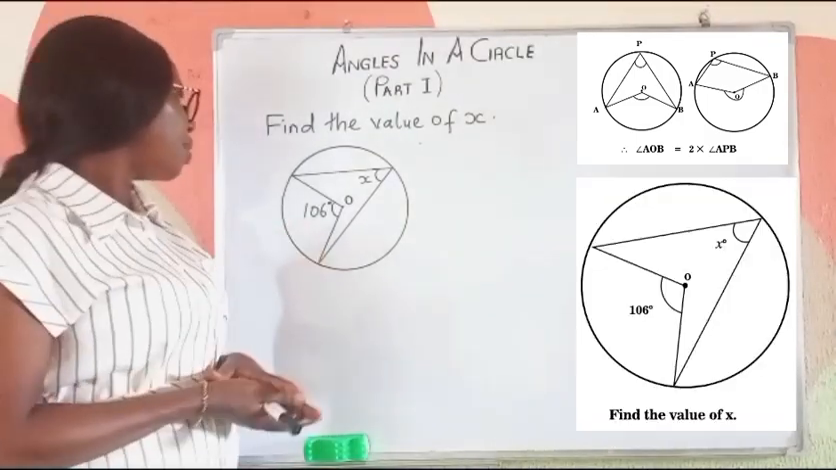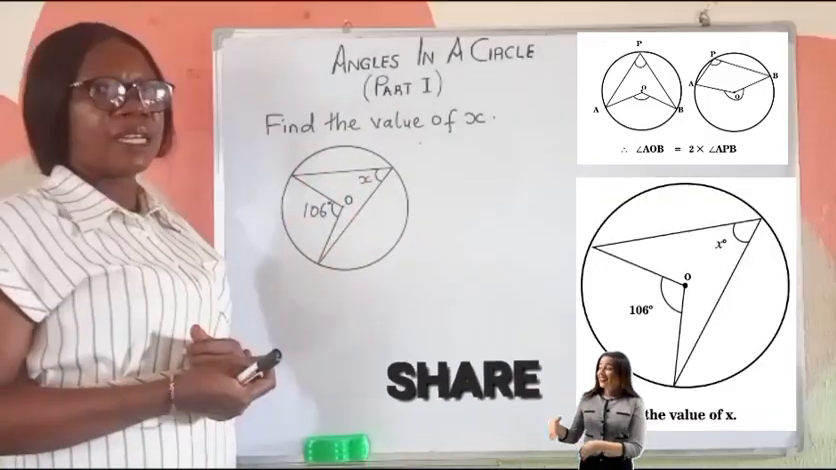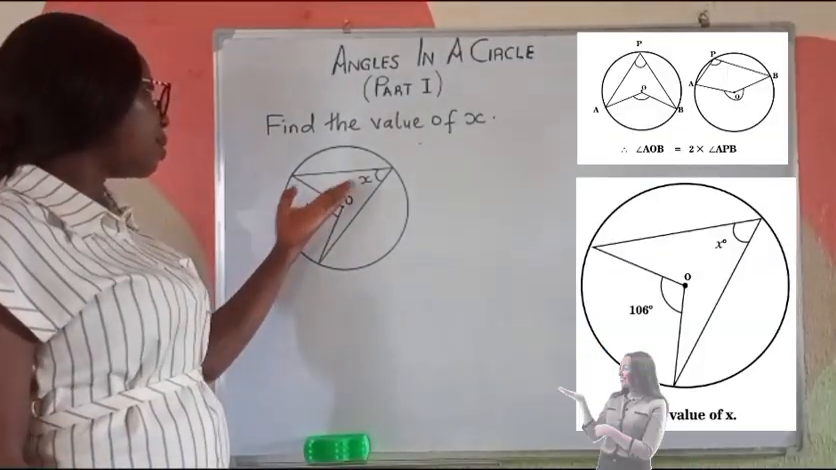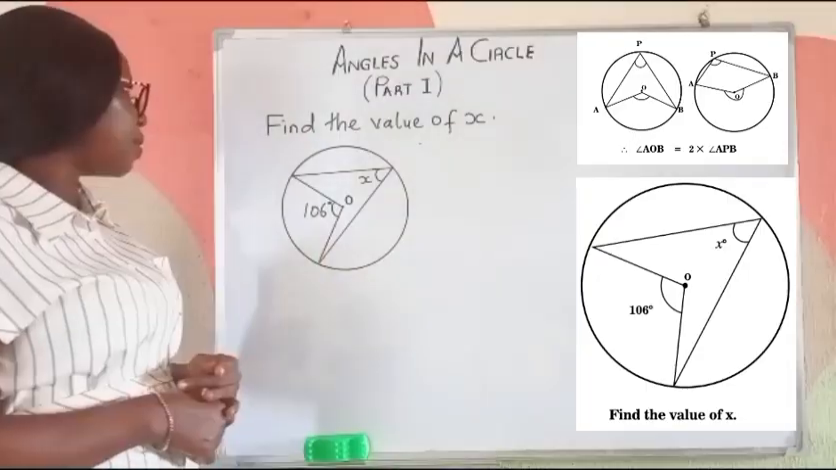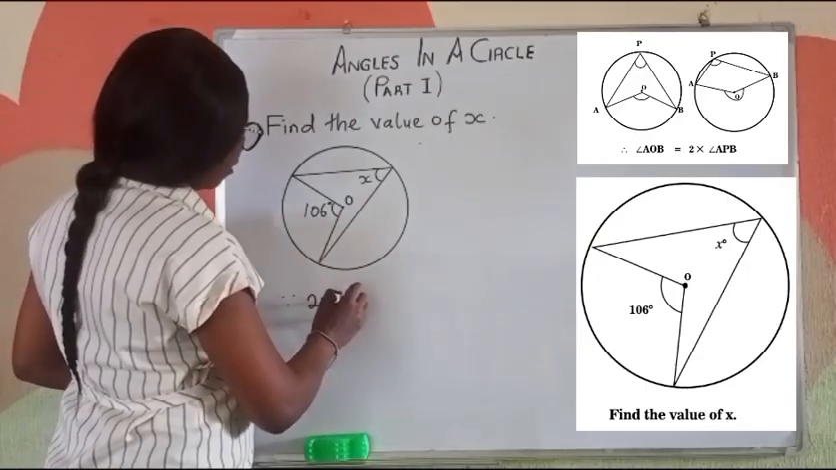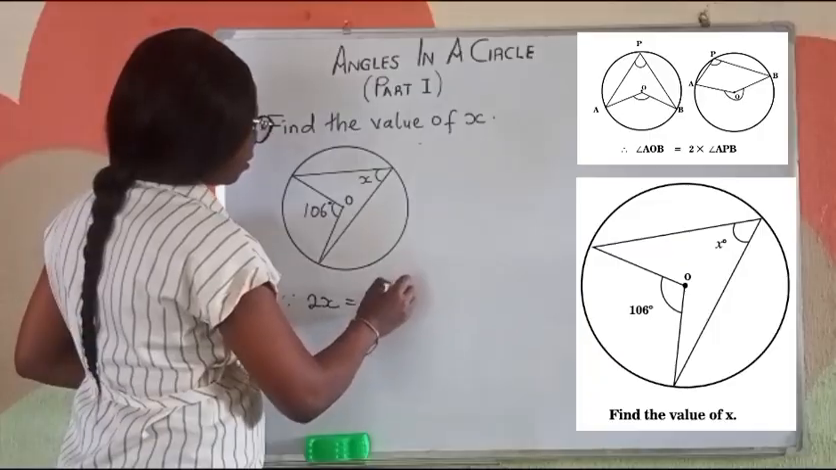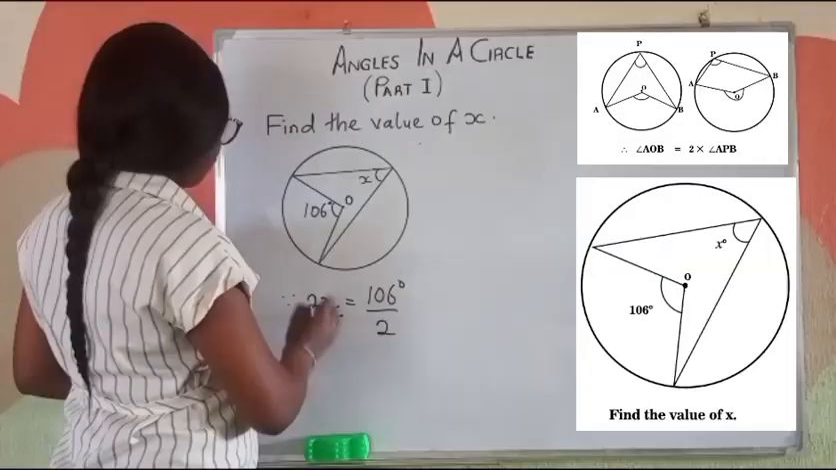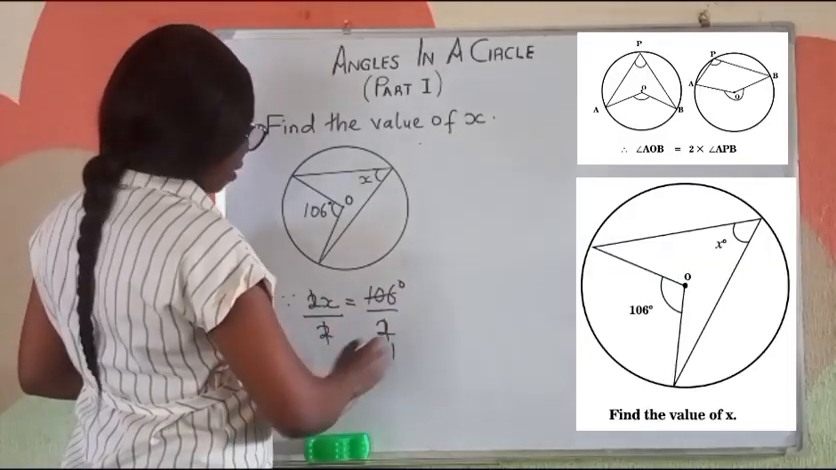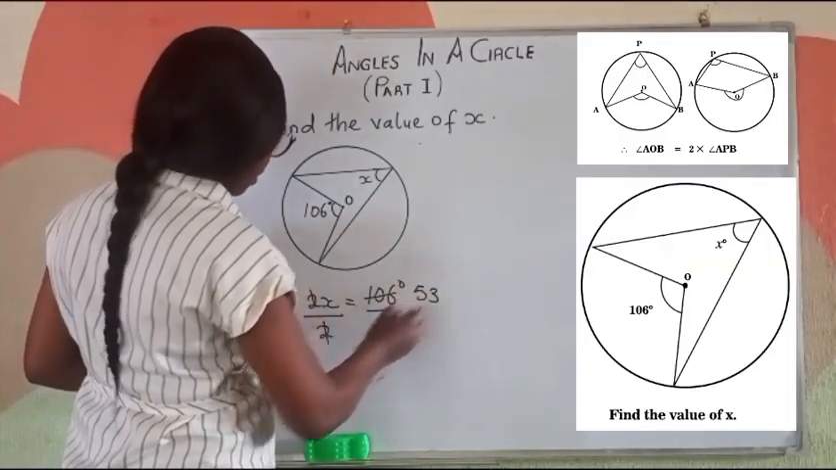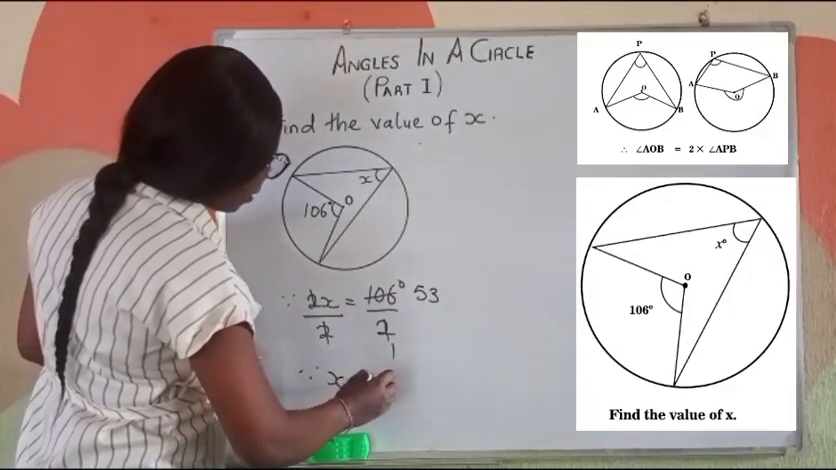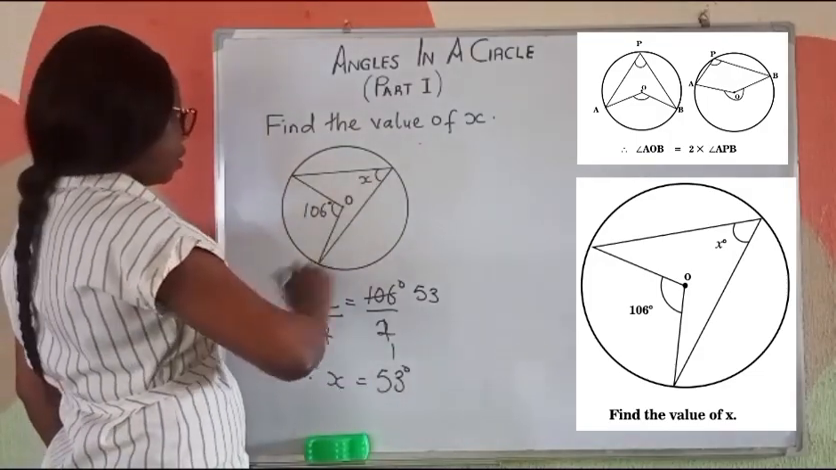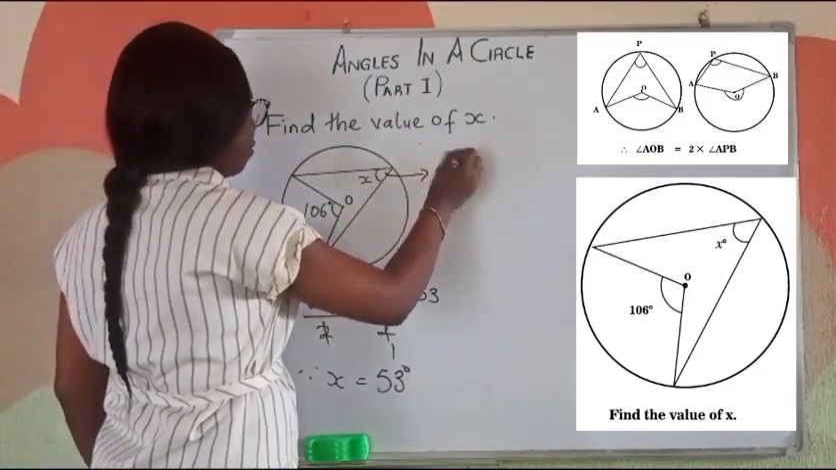Alright, let's start with this simple one. Find the value of X in this diagram. Remember that this angle sustained at the center is twice the angle at the circumference. Therefore, 2X is equal to 106 degrees, and when you divide both sides by 2, 2 divided by itself is 1, 2 divided into 106, we are going to get 53. Therefore, X is equal to 53 degrees. In this diagram, this angle here is equal to 53 degrees.